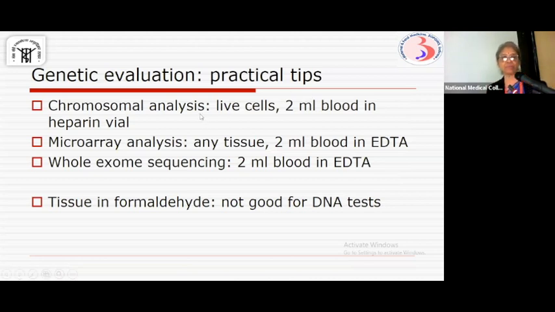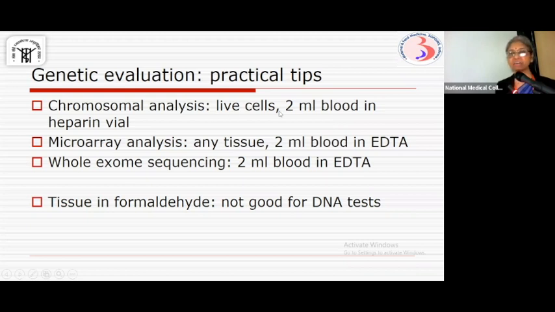So a practical tip: chromosomal analysis is done on live cells. For that, you have to send 2 ml blood in a heparinized vial. If the vial is not there, you just heparinize a syringe the way we do for any other heparinization. You take heparin and then push it back. It is heparinization of the syringe, but with sterile technique. You collect 2 ml blood in it and send it to the lab at the earliest.